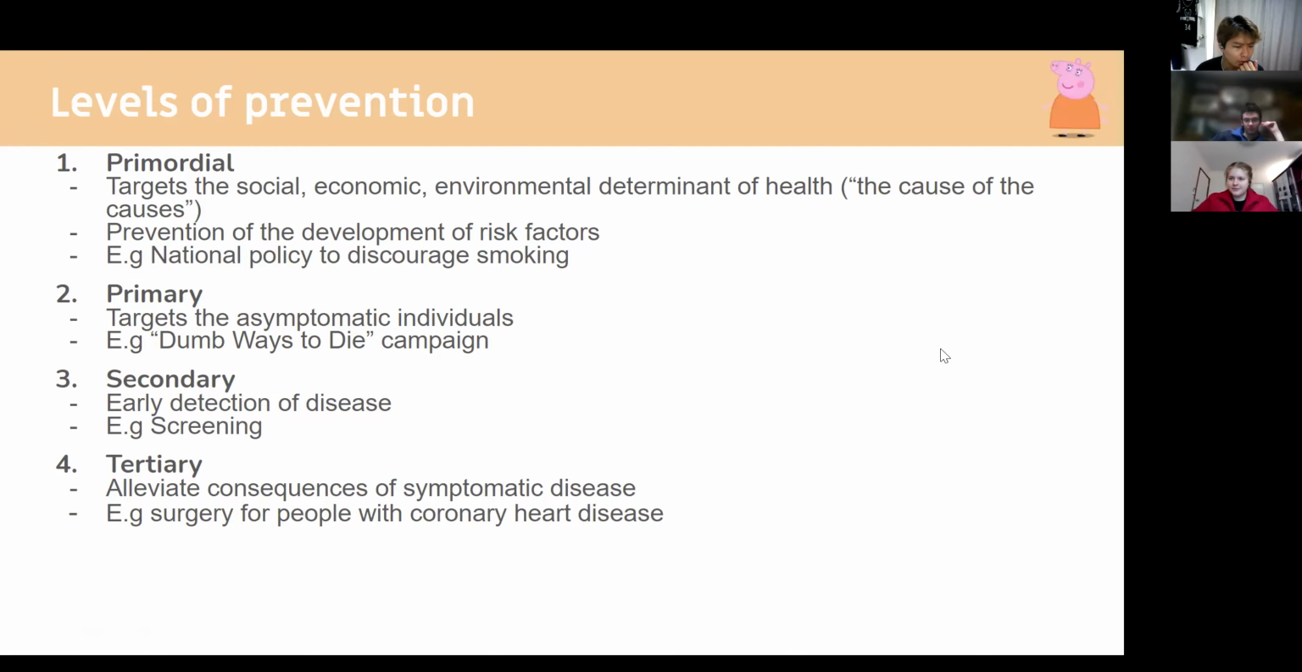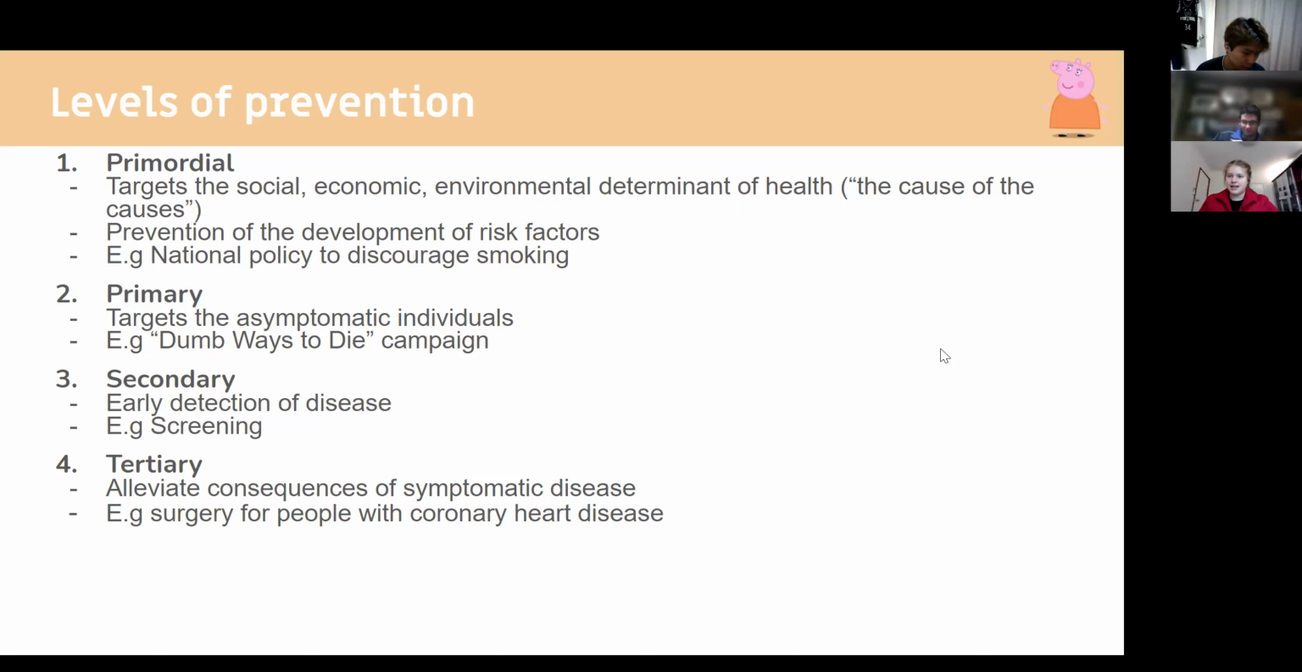So primordial is all about the institutional, policy stuff before we're even talking about specific diseases. So like planting more trees to make the air cleaner to help potentially with some sort of respiratory disease. Making sugar more expensive so people don't get type 2 diabetes or obesity. Very broad, very big, very institutional, and affects everyone.